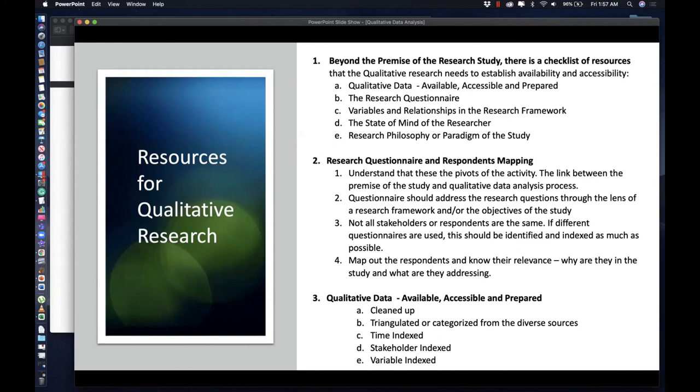You may realize that you have a questionnaire for different respondents. So you have to know how you are mapping your variables and the questionnaire to fit each of the categories of respondents that you have. I think we'll talk about respondent categorization later.